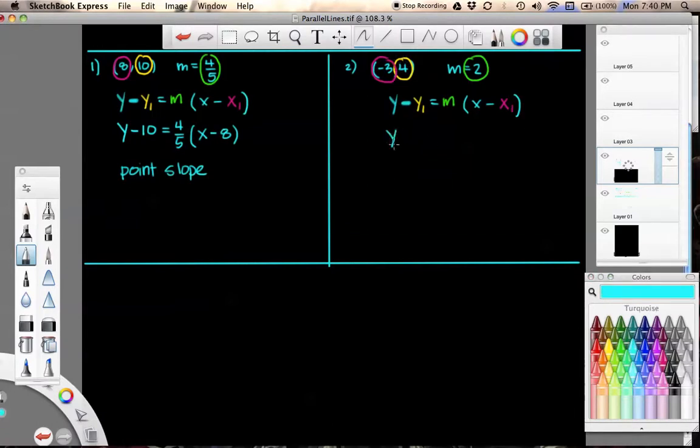So I'm going to write y, opposite of yellow. Opposite of yellow is negative 4. So y minus 4 equals the slope, which is 2, times x, the opposite of pink. And the opposite of pink is going to be positive 3. And that right there is our answer to number 2. Remember, this right here is in point slope format, so we are looking for the point slope format. I went ahead and boxed the answer.